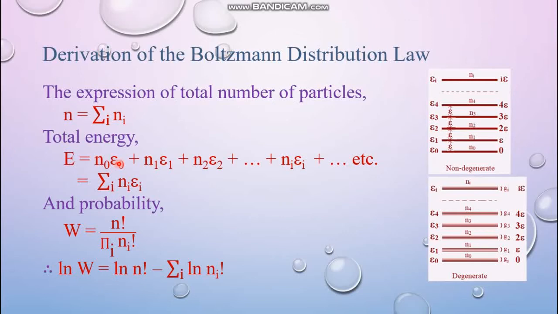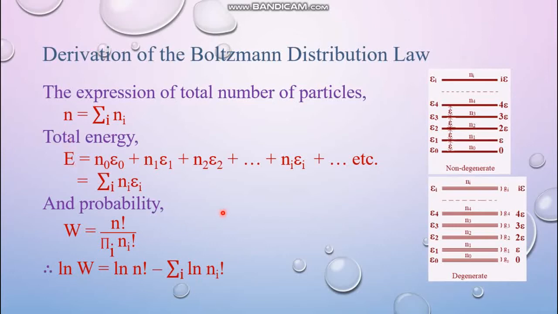So the total energy of the ground state is n0 epsilon 0. This way the energy of the first excited state is n1 epsilon 1. And similarly, the energy of the ith excited state is ni epsilon i. So their summation is sum over i ni epsilon i. This is the total energy E of the system. And this is also a constant.